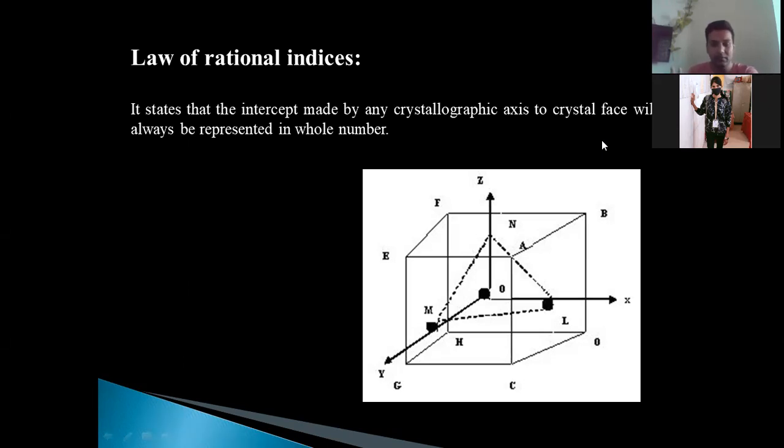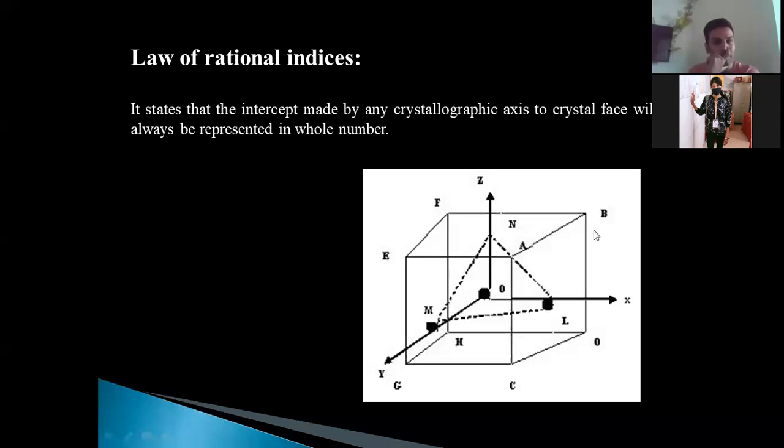Because it can create different issues in calculations. So it is always represented by a whole number. And if you have a fraction there, you can nullify it by the necessary mathematical process. But you have to always represent this intercept with the help of a whole number. And this whole number is nothing but the rational number, because fractional numbers are also called irrational numbers.